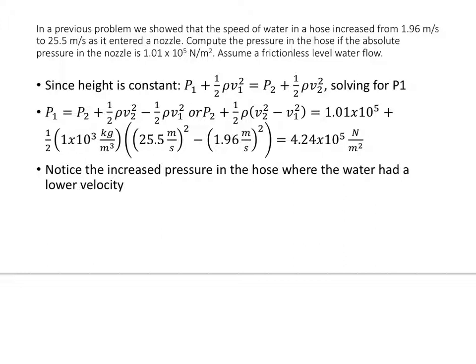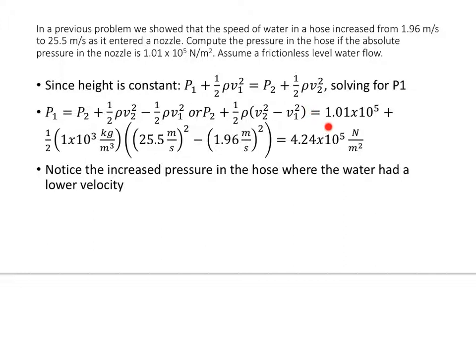Okay, so we want to solve for the pressure in the hose. So that's P1. And so P1 is going to be equal to P2 plus 1/2 times density times V2 squared minus 1/2 the density times V1 squared. Now, before we plug the numbers in, it'll make life a little bit easier if we factor out the 1/2 and the rho here, the density of water, which is constant here and here. So we have P2 plus 1/2 rho times V2 squared minus V1 squared.